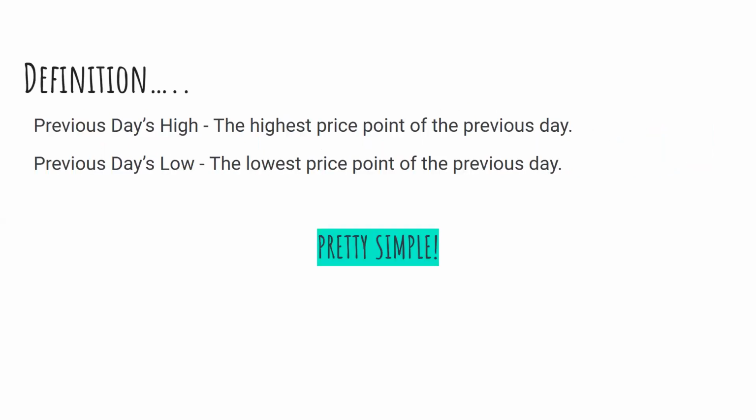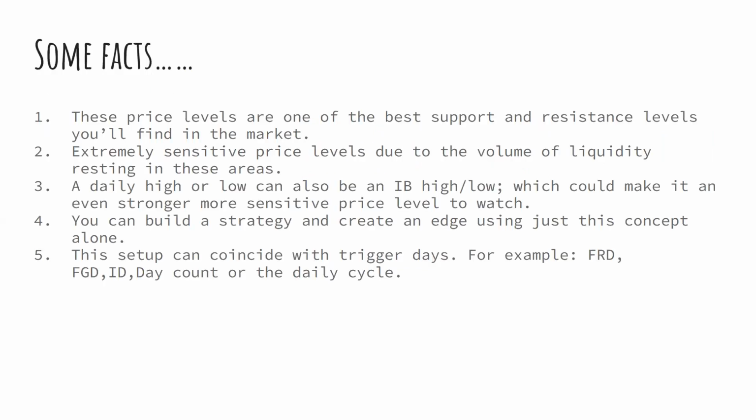In terms of a definition, it's quite simple. The previous day's high is the highest point of the previous day in terms of the price point, and the previous day's low is where price reached in terms of the lowest price point of the previous day. Now, some facts surrounding the previous day's high and low. These price levels are one of the best, as I said, support and resistance levels you'll find in the market. They're extremely sensitive price levels due to the volume of liquidity resting in these areas.